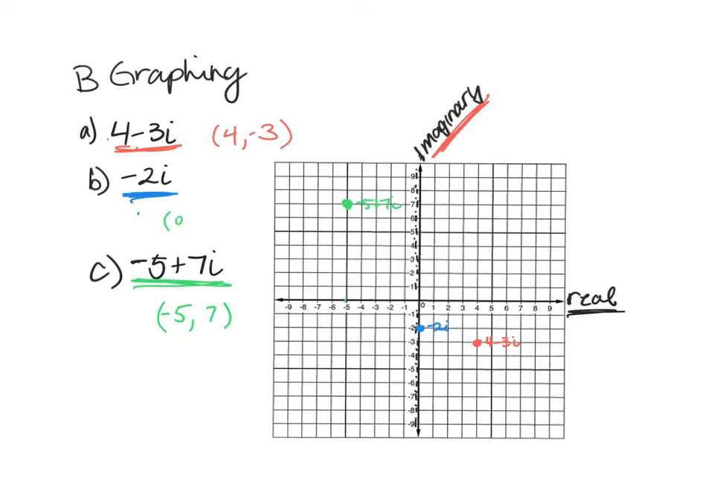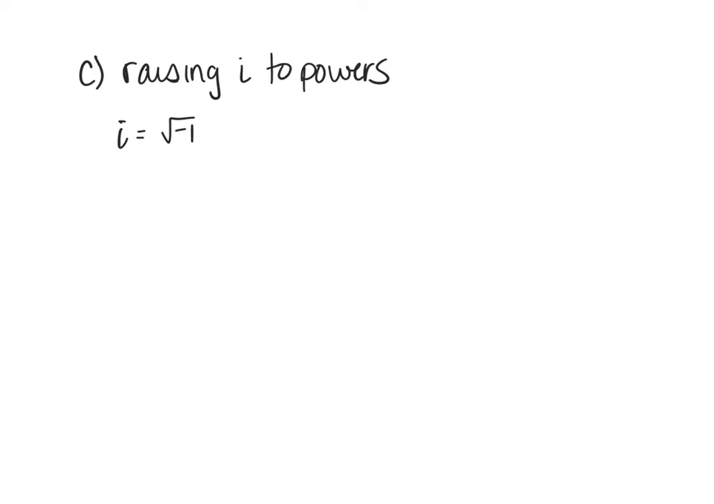This is like the point 0, negative 2. So they're really easy to graph. We just think of the x-axis as the real axis and the y-axis as imaginary. The last thing we're going to talk about is raising i to powers.